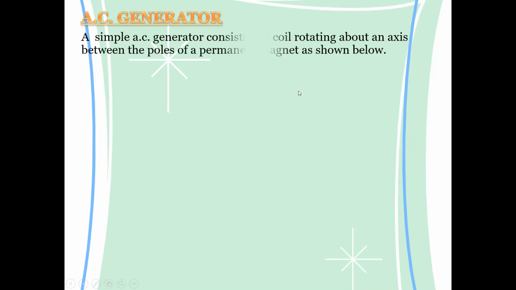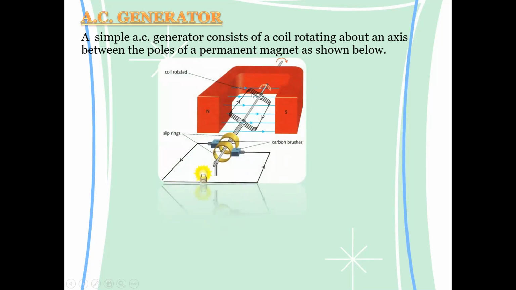Now the AC generator, alternating current generator, is based on the principle of electromagnetic induction. What is the principle of electromagnetic induction? It states that whenever there is a change in magnetic field, there is an induced EMF. So for example, you have a simple AC generator. You have to learn the labels of the AC generator.